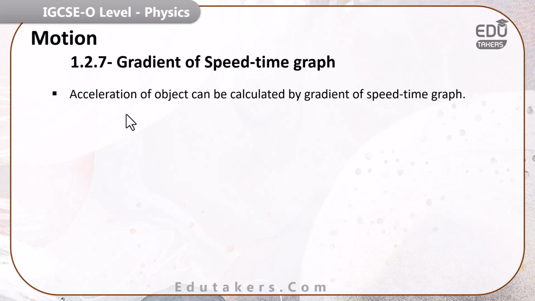Gradient of speed time graph. First of all, what is meant by gradient? Do you know about the gradient and which other term is used for the gradient? The gradient or slope. Both of these are the same term. How can you find out the gradient of any graph?